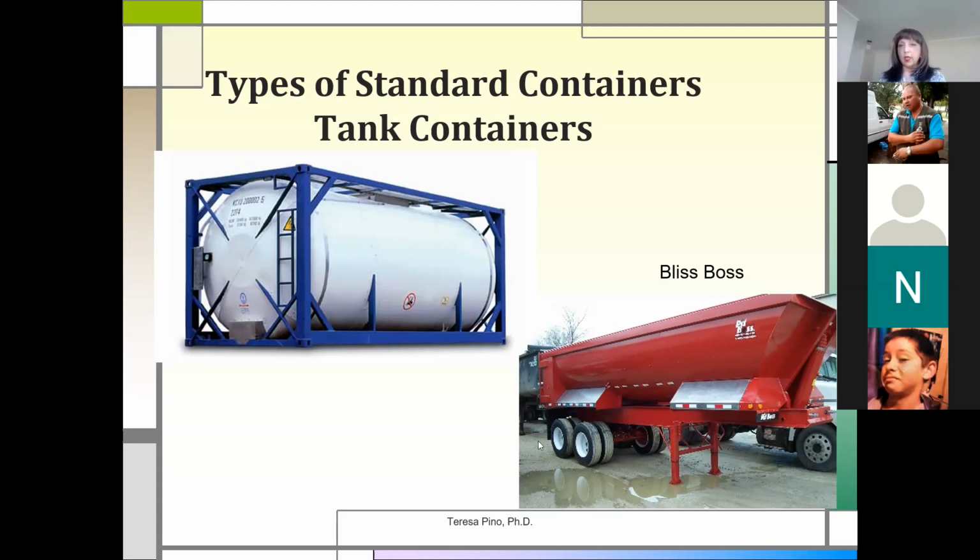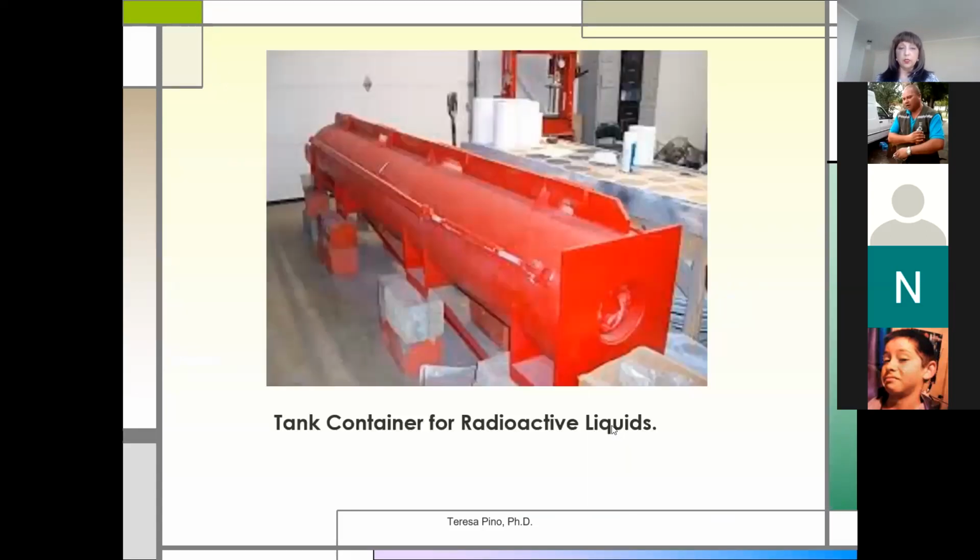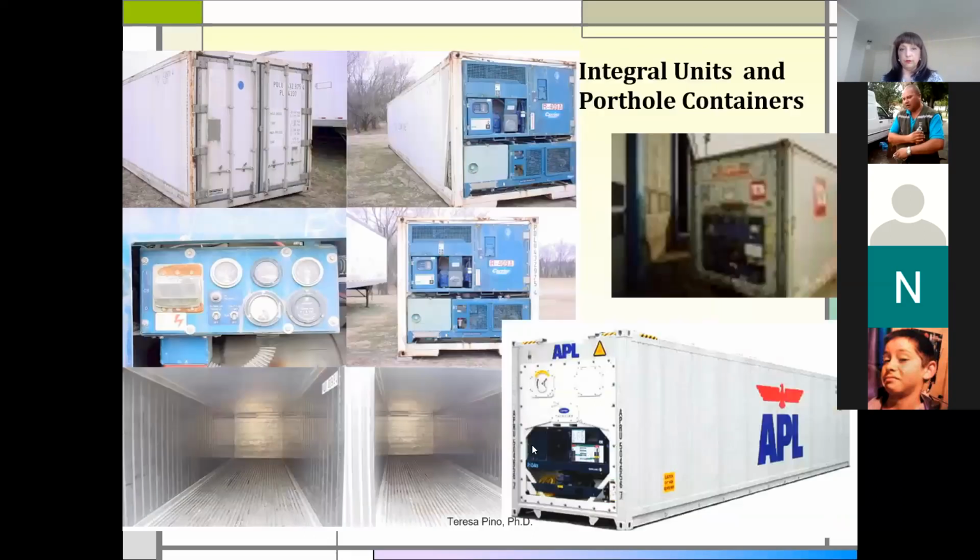That is the difference. And then we have the Bliss Boss, very similar to the Bliss Box, right? The boxes, but this is the Bliss Boss. Bliss Boss is a tank container that is only used for road transportation. Okay, any type of liquid, but only road. If you notice, you cannot take this container out. It's part of the truck. And this is the type of container for radioactive liquids. It's all sealed. Okay, obviously transported by vessel. And many times under temperature control also.